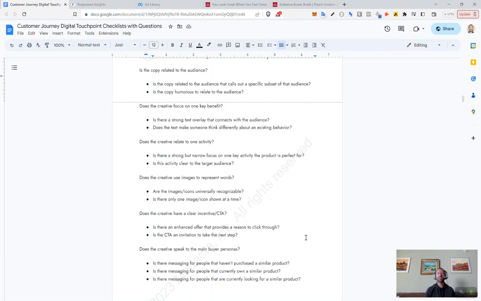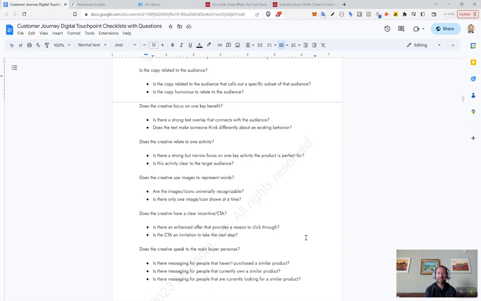Lastly, does the creative speak to the main buyer personas? Is there messaging for people that haven't purchased a similar product? Is there messaging for people that currently own a similar product? Is there messaging for people that are currently looking for a similar product? This is very important. It's something that came to me when I was working with a couple of agencies not too long ago, where they were giving me a bunch of content, but the content didn't clearly show what the product was and it didn't talk to any of these personas. When you're building ads, you need to have creative that speaks to one of these three personas.